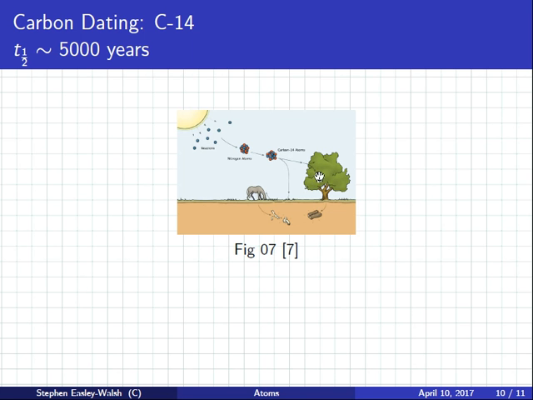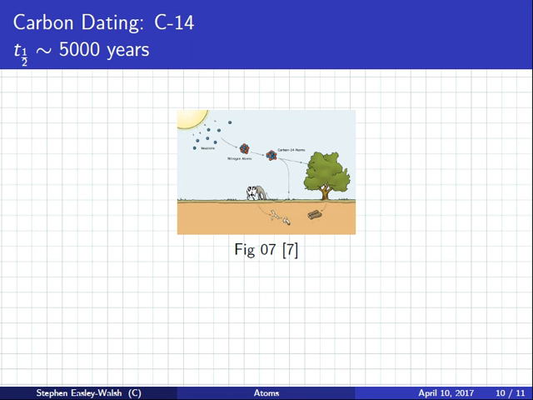And then, of course, what happens with the plants? The animals eat the plants. And now the animals have some carbon-14 in them. So basically, everything has carbon-14 in it. But newsflash, everything that's alive is made from carbon.